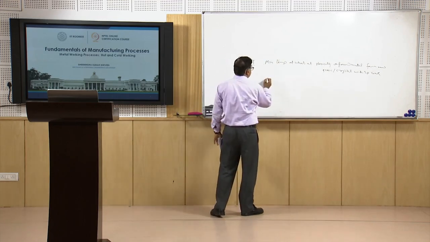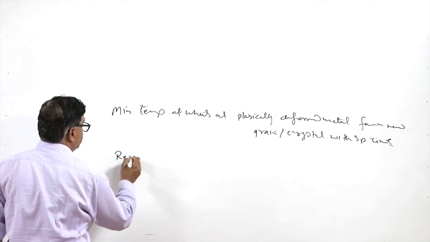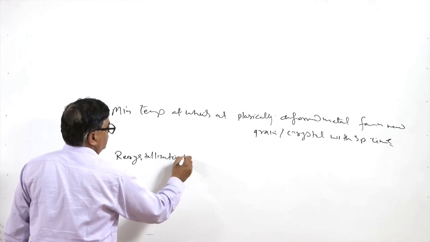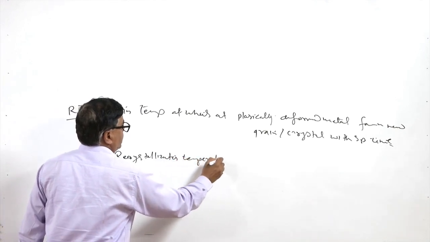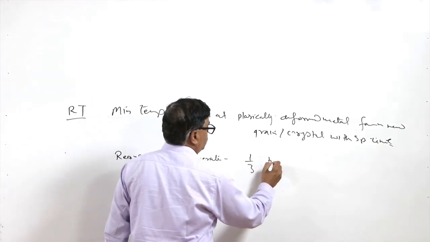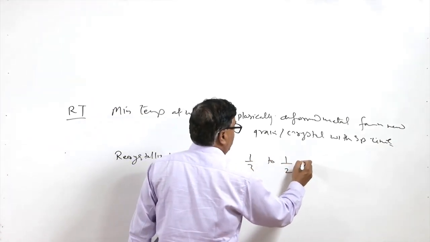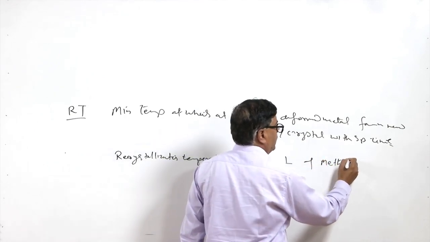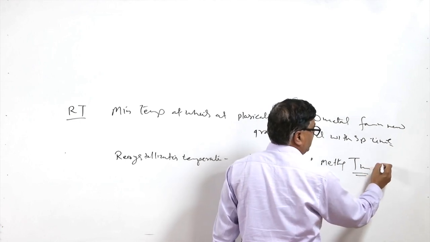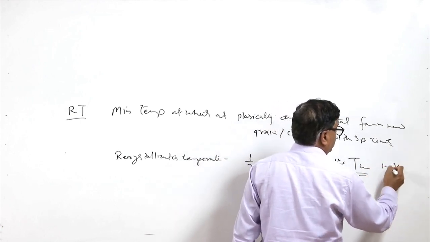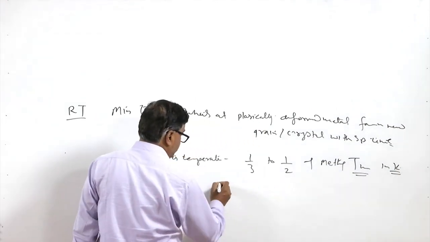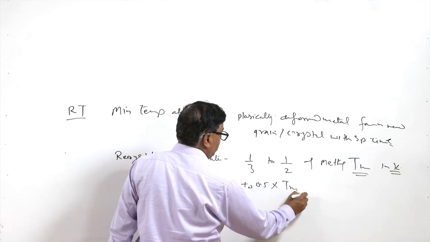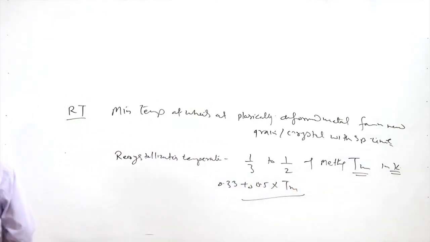So, mostly this recrystallization temperature is found at 1/3 to 1/2 of the melting temperature of the metal in Kelvin. So, basically it is 0.33 to 0.5 times the melting point temperature of the metal in Kelvin.